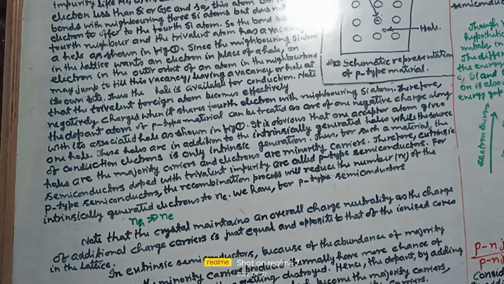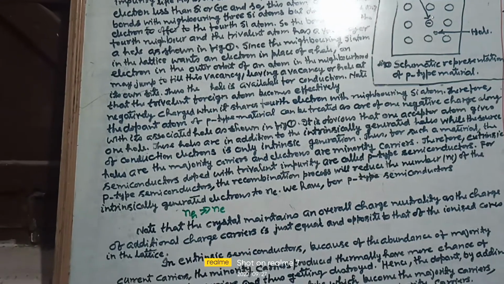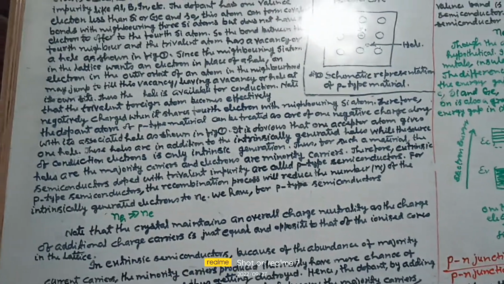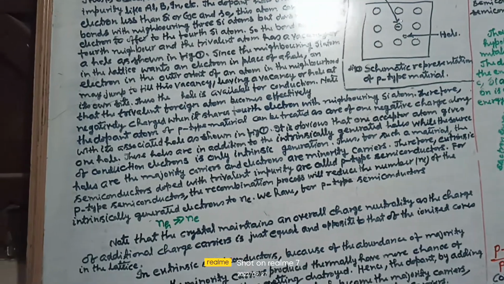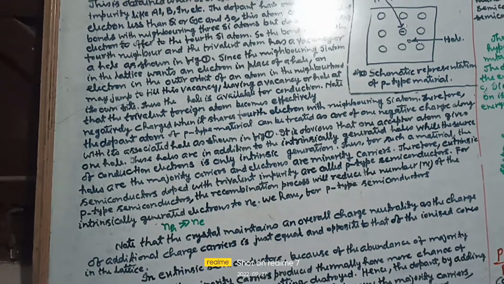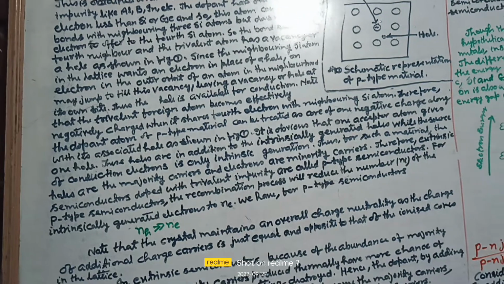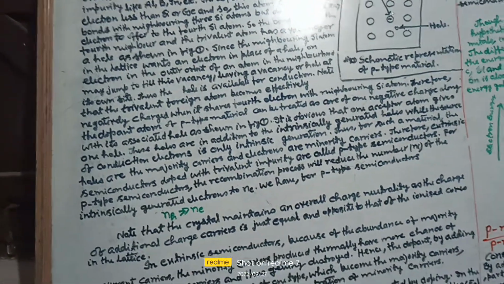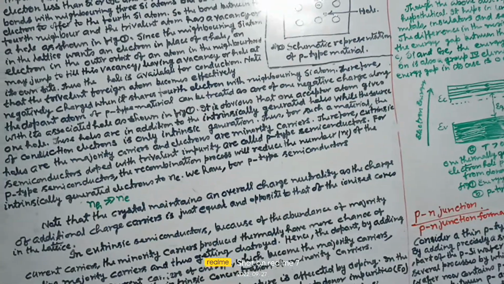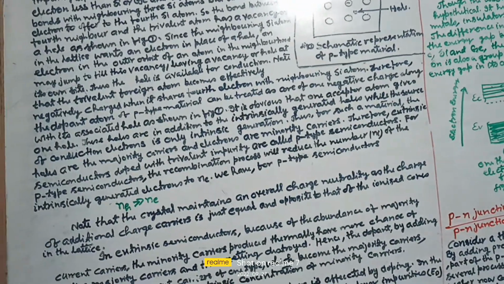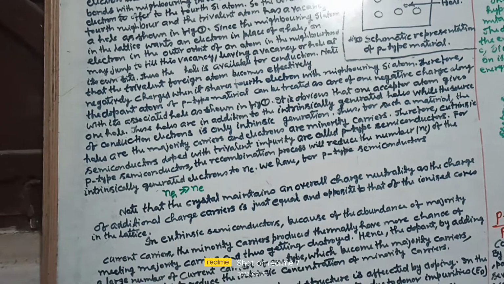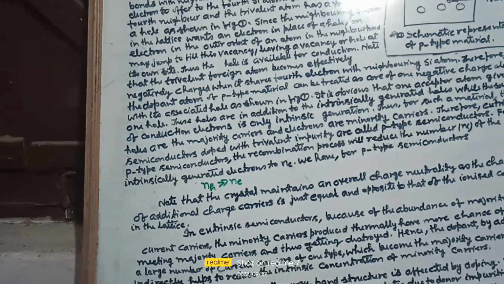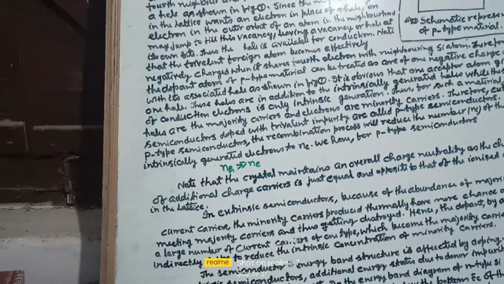Thus, for such a material, the holes are the majority carriers and electrons are minority carriers. Therefore, extrinsic semiconductors doped with trivalent impurity are called P-type semiconductors. For P-type semiconductors, the recombination process will reduce the number Ni of the intrinsically generated electrons to below Ni. We have for P-type semiconductors Nh is greater than Ne.